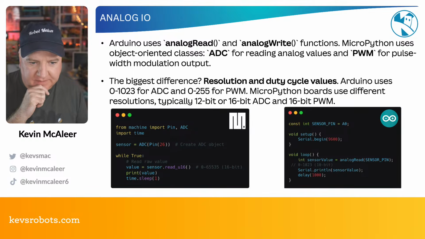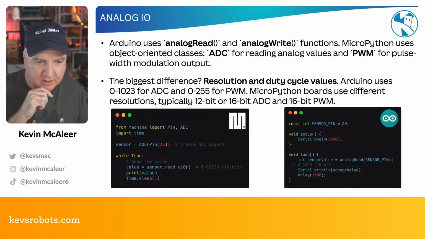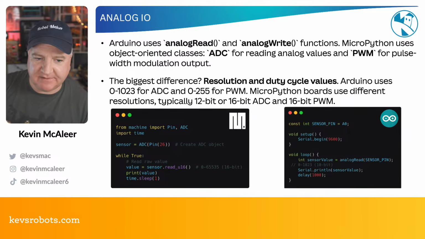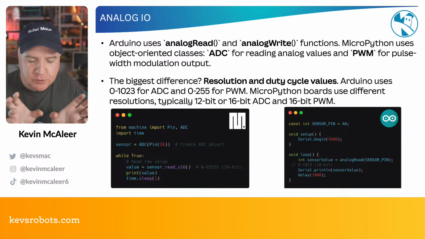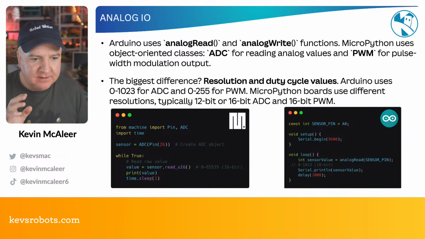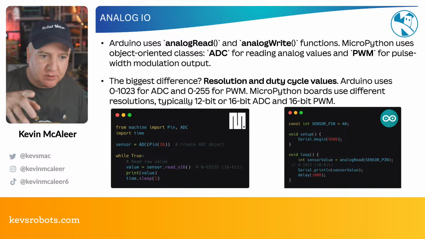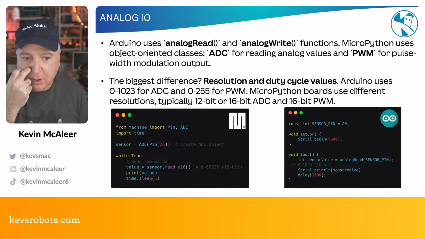You can see in the example on the left-hand side for MicroPython, value equals sensor.read_u16. That means an unsigned 16-bit integer, and that means we get values between 0 and 65,535. That's a 16-bit number, 2 bytes added together there. And then you can see we've also got sensor equals ADC(Pin(26)), so we can create an ADC object, an analog to digital conversion object, so it'll read in that analog waveform and give us a number value when we do read_u16 on there.